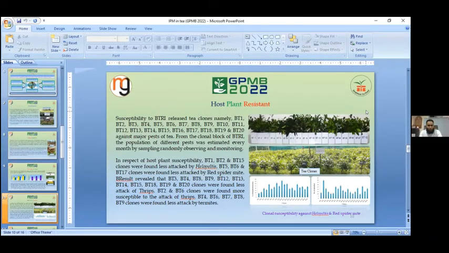And we also identified some clones against thrips. And BT4, BT6, BT7, BT8, BT9 clones were found less attacked by termites. So these resistant clones should be planted in the pest-prone area.